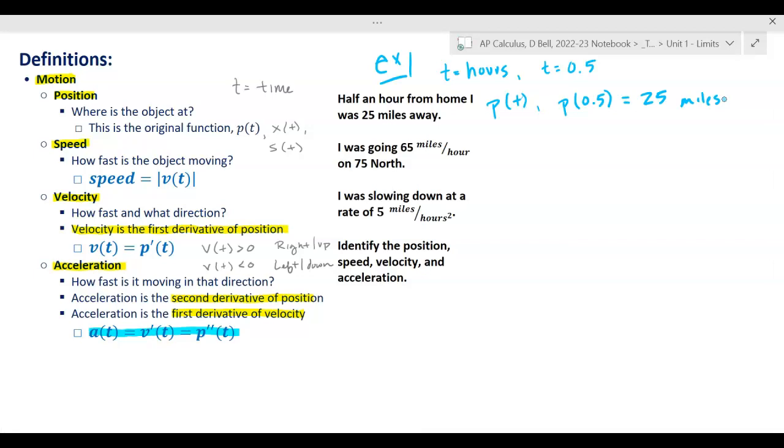If at that time I was going 65 miles per hour on 75 north, well, now this is my velocity, right? Because it's my rate of change. I have miles per hour. So the velocity at 0.5 hours equals 65 miles per hour, how fast I'm going.